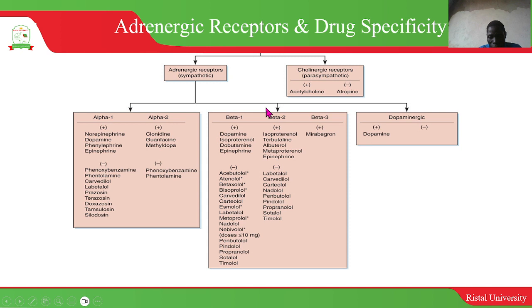Again here, still under the adrenergic, we have the beta 1. So we have looked at the alpha, we have the beta 1, and then the beta 2, and then the beta 3. We have the positive ones and then the inhibitory ones, you can read about them. There are quite a number of them. And then the dopaminergic receptor is here, we have only dopamine.